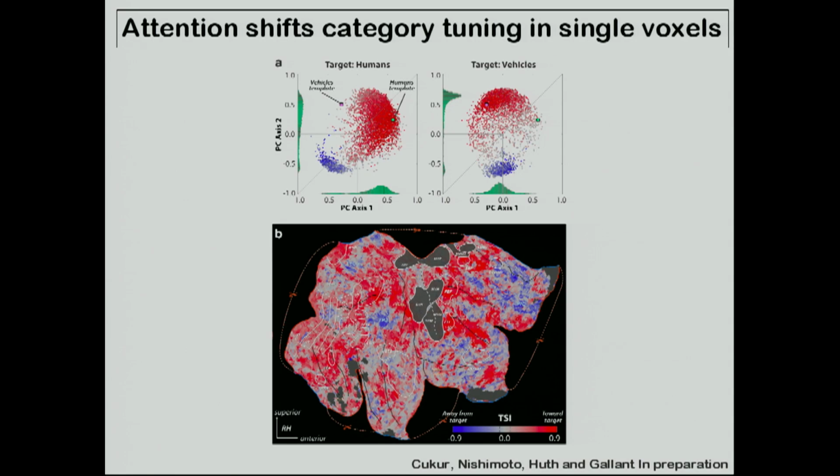Now, if you do this for all the voxels in the brain, you end up with a map like this. On the top is a map of all the voxels. The red are the voxels that tend to shift toward the target. The blue are the voxels that tend to shift away from the target. This is for humans, and this is for vehicles. And you can see that a large fraction of the voxels tend to shift towards humans or towards vehicles as you would attend to humans or vehicles. So the tuning curve shifts are quite dramatic.